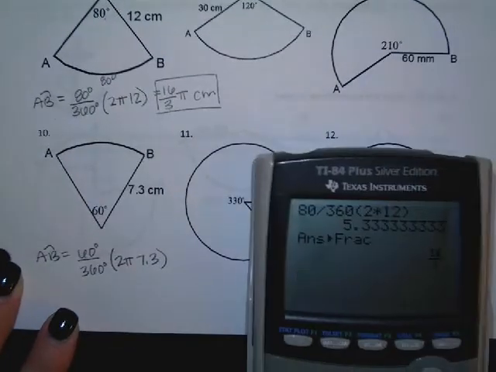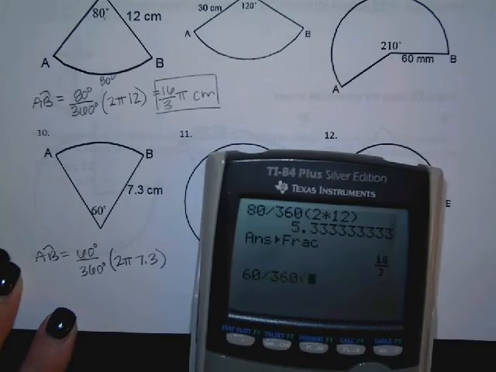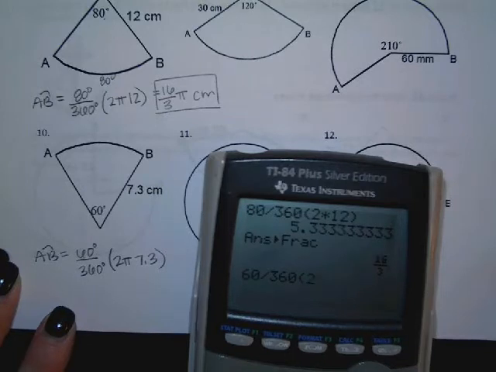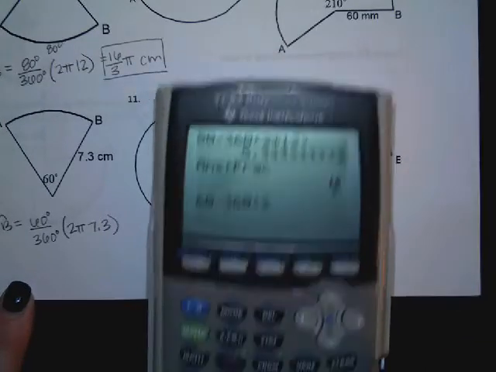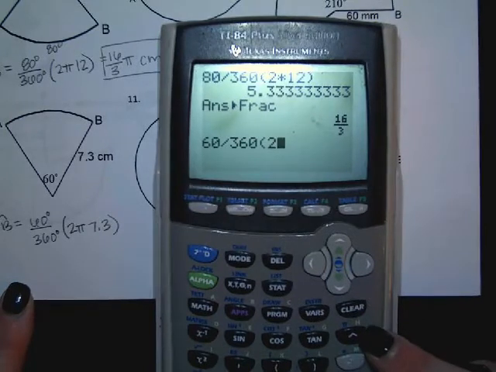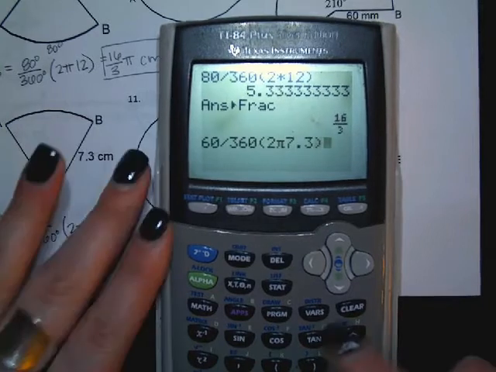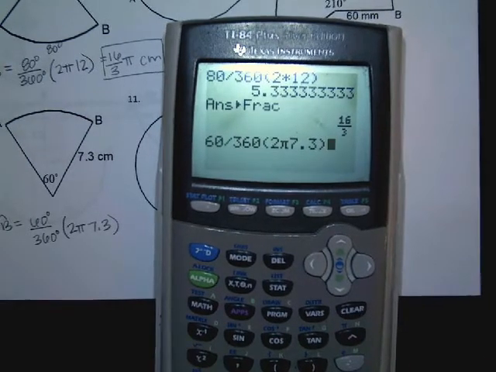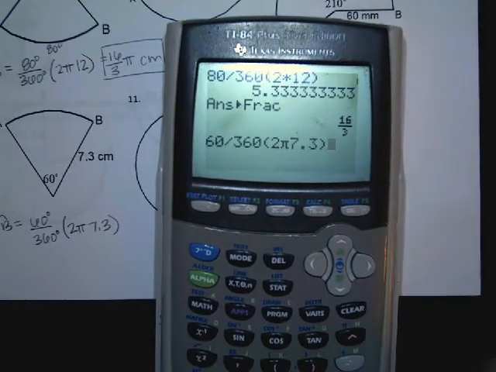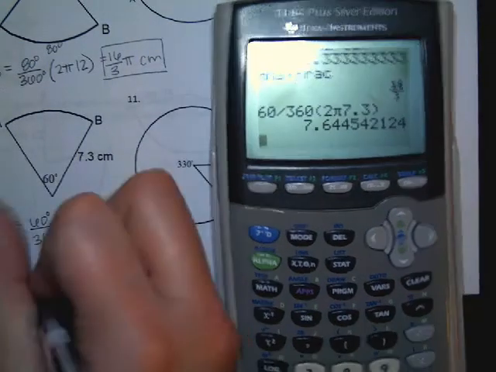This time we're going to type it in exactly the way it looks. So 60 divided by 360 times 2. How do I get the pi button on my screen? Second, and then up arrow. So second up arrow, 2 pi 7.3. So if you can see it, I do it exactly the way it looks on my paper. And then I get 7.645.